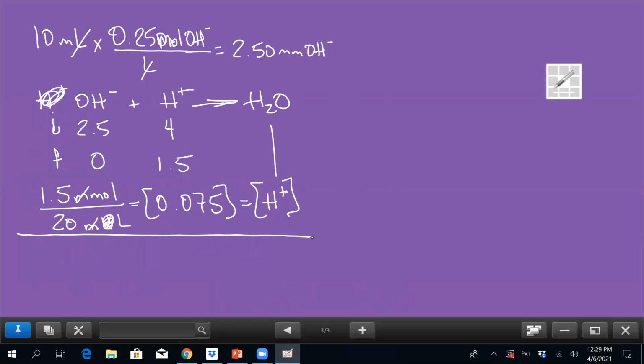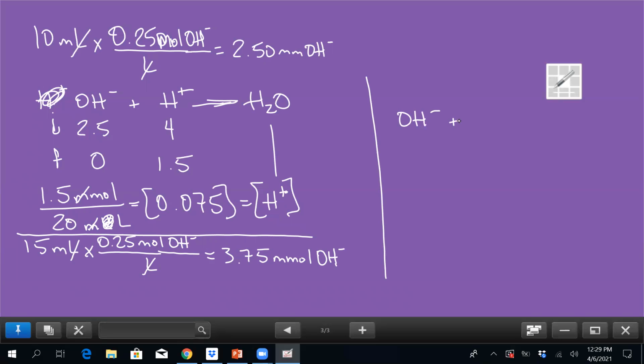Okay. All right, so what was my next volume of titrant? And again, it was 0.25 moles of OH per liter. Liters divide out. I'm getting 3.75. That's millimoles of OH ion. Okay. I'm going to do another stoichiometry chart over here where I have OH negative plus H positive yields H2O. I don't care about it. I have an initial, I have a final, and there's a change in the middle there that I'm not showing. My initial OH is 3.75. My initial H is 4.